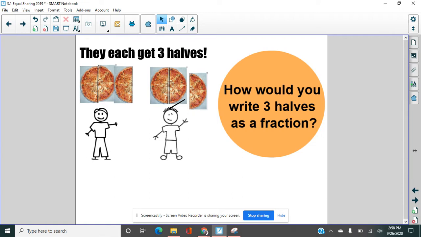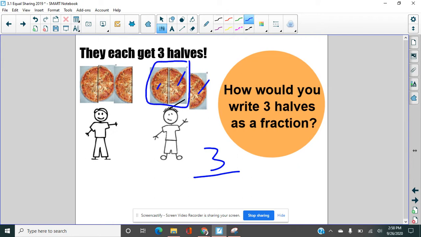How would you write three halves as a fraction? Well, look at this. It's going to look weird. How many pieces do we have? One, two, three. Out of how many pieces make one pizza? 3 out of 2. Look at that. That is weird, but it's correct. That's the symbol for three halves, right? Each pizza is divided into two parts, and each brother gets three of those parts. Okay, this is called an improper fraction. It has the larger number on the top.